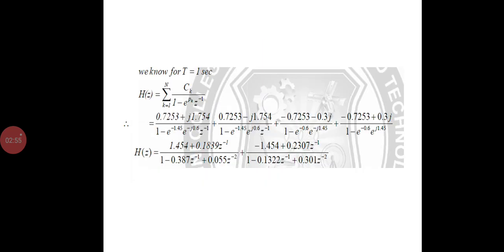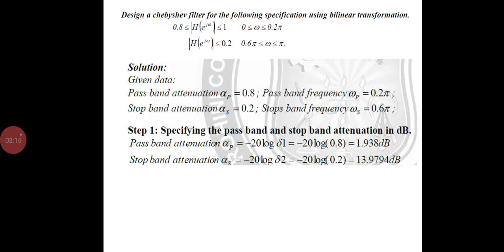And finally we are finding the value for H of z. While we are finding the value for H of z, we are assuming that capital T equal to 1 second. So at last we are simplifying and finding the value for H of z, that is the digital transfer function. Now we can see one more problem on the Chebyshev filter.